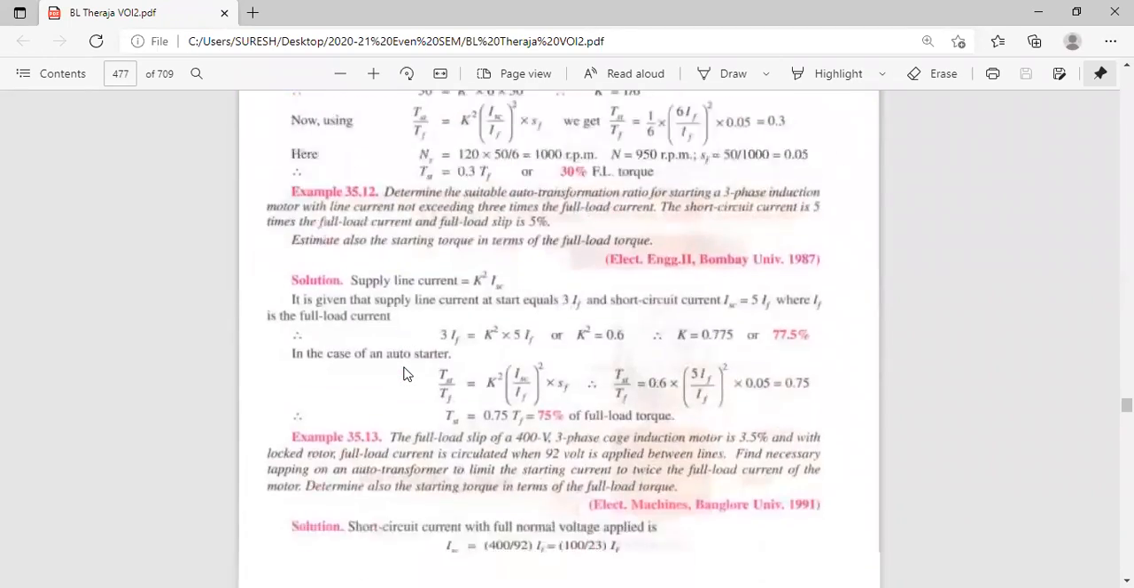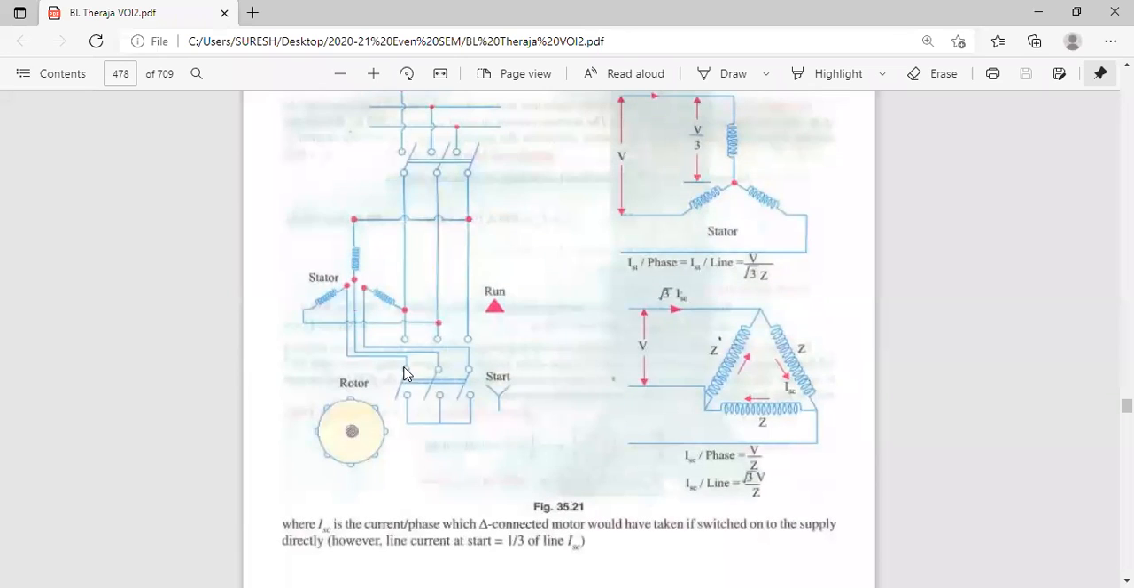Then the third method is star delta. Initially, during starting, we connect the stator in star connection. Later, we turn these switches to delta connection. During running condition, we go for the delta connection. We have discussed these three methods.